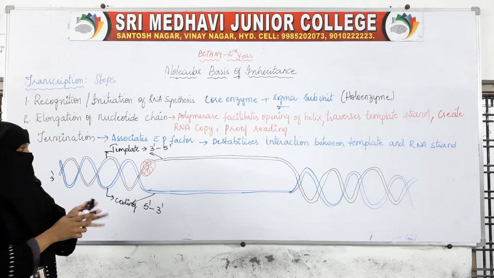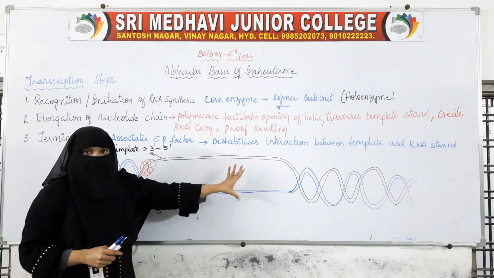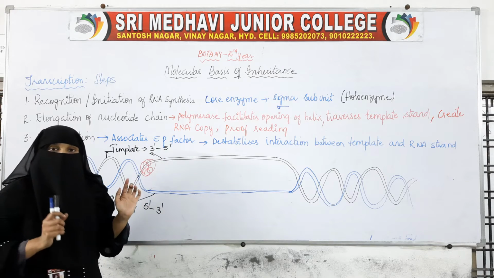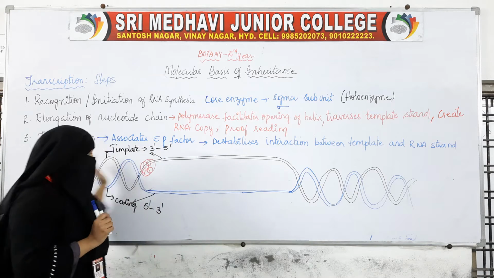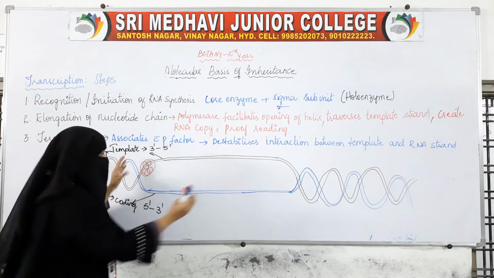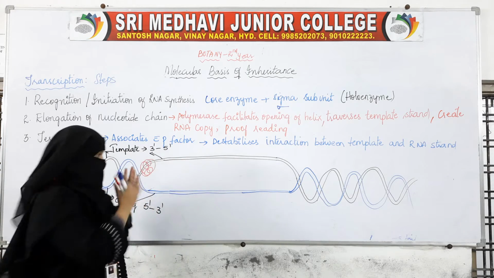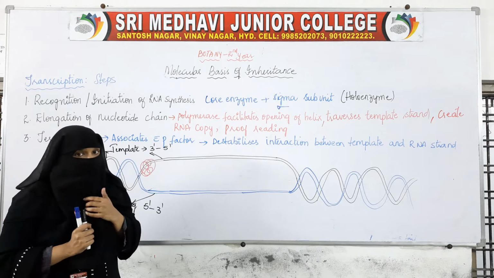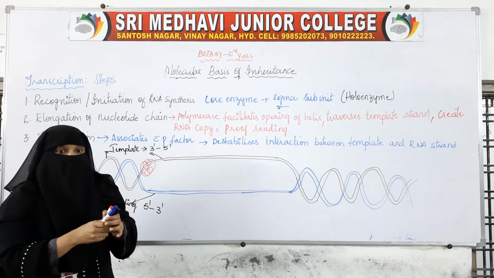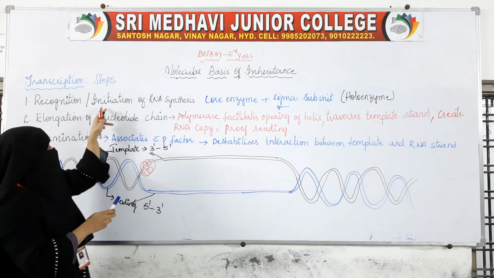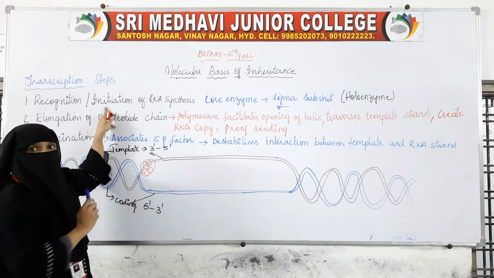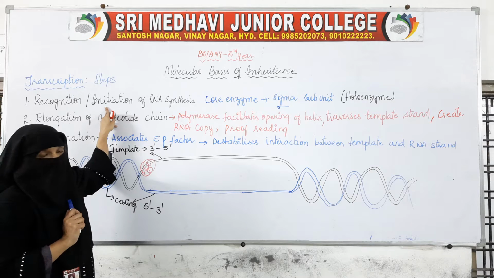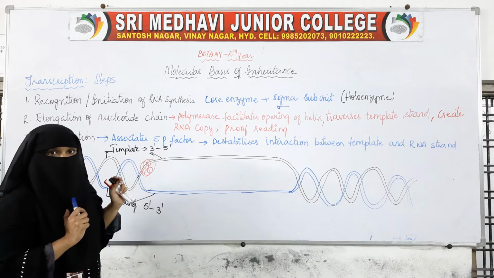So here, this is the DNA. In transcription, only a segment of DNA will be transcribed into RNA. Not the whole DNA, only a part of the DNA is transcribed into RNA. So first it will be recognized which region of DNA will be transcribed into RNA. So the region will be recognized.